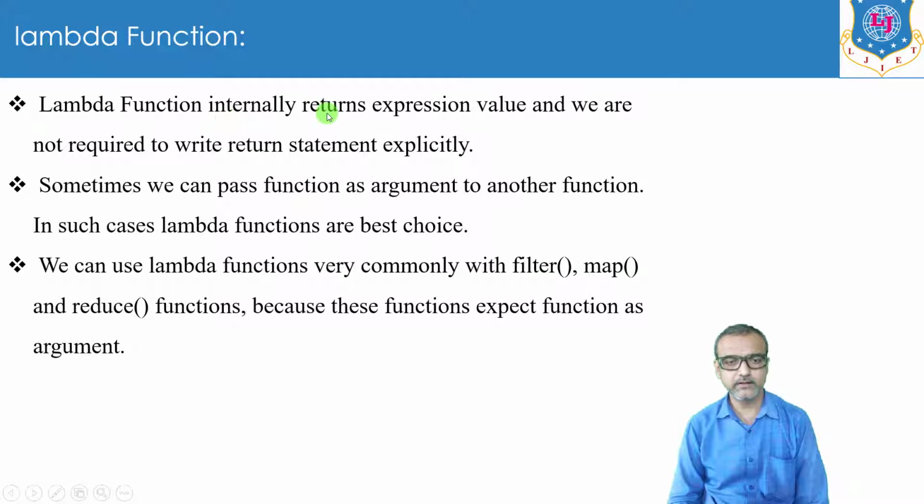A lambda function internally returns the expression value and we are not required to write a return statement explicitly. Sometimes we can pass a function as an argument to another function. In such cases, lambda functions are the best choice. We can use lambda functions very commonly with filter, map and reduce functions because these functions expect a function as an argument. Now I will make you understand the filter, map and reduce functions.